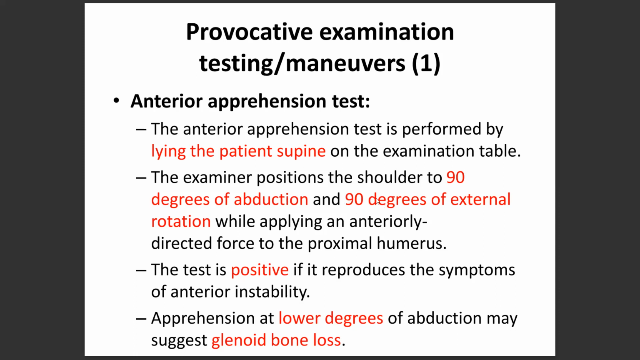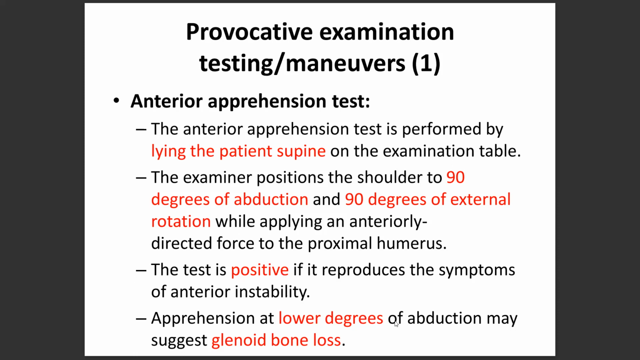So during this 90 degrees of external rotation and 90 degrees of abduction, the therapist will apply an anteriorly directed force to the proximal humerus. The test is positive if this maneuver produces the symptom of anterior instability, which is pain and apprehension. Then this test is considered positive.